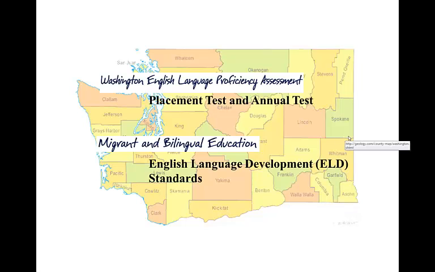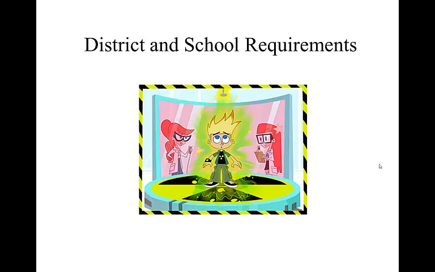The Office of Migrant and Bilingual Education in the Office of Superintendent of Public Instruction has developed English language development standards upon which the test is supposed to be based. Find out more about state assessments in the videos ELLs and the law. However, accommodations for these tests are not mandated. ELLs usually take a placement test, typically the state-mandated English Proficiency Test, or WELPA, discussed in the previous slide, and then take the test yearly. Districts and schools can also make their own additional requirements, which sometimes include locally developed tests.